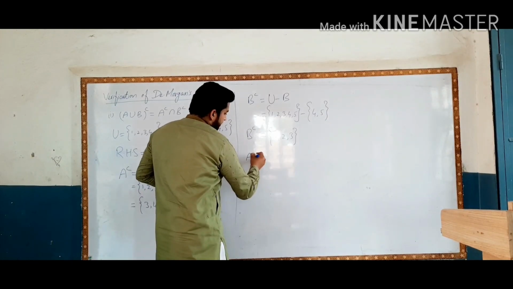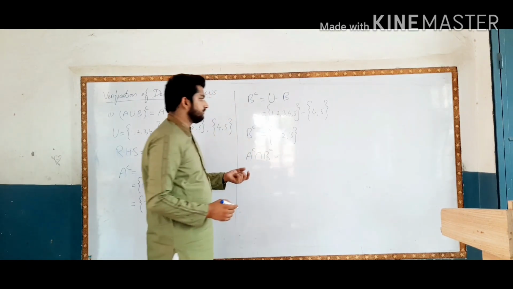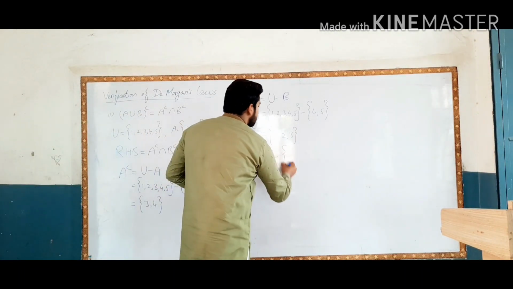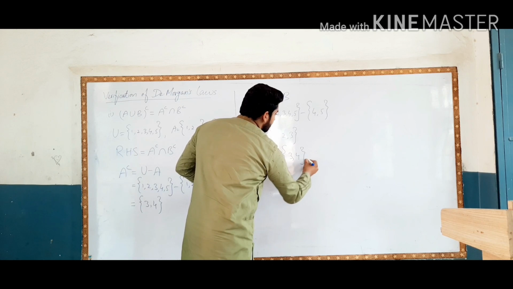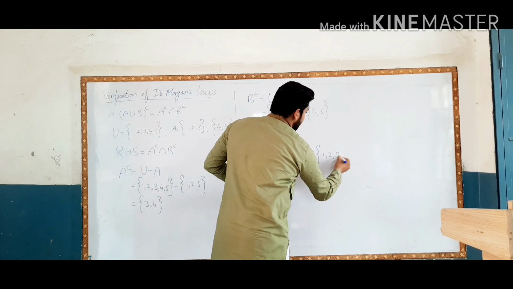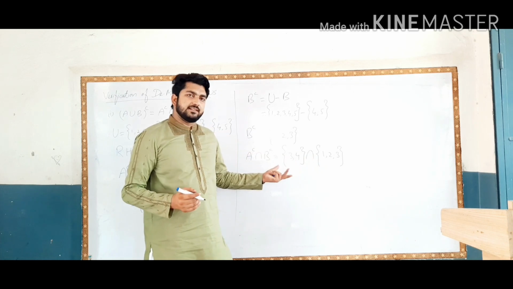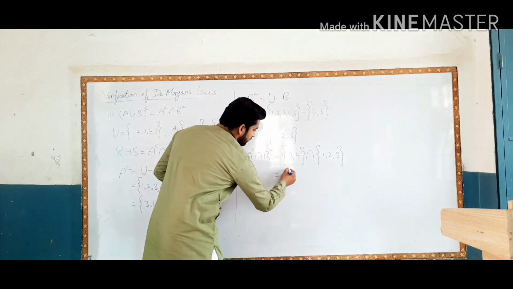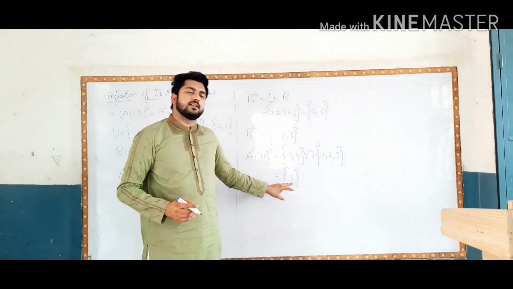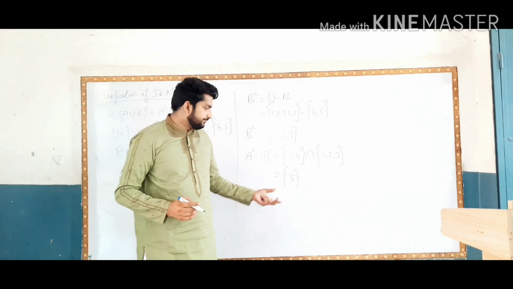So A complement intersection B complement is equal to, now take A complement, which has the elements 3, 4, intersection B complement, which is 1, 2, 3. Take the intersection of these sets. So the intersection of these sets is equal to only 3, the singleton set in which we have only one element, 3.